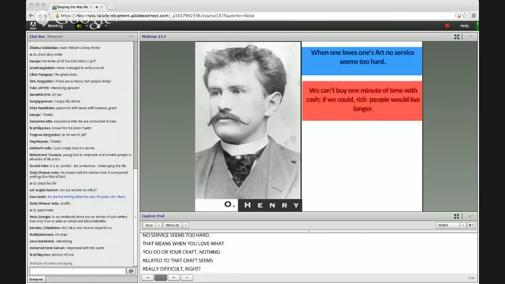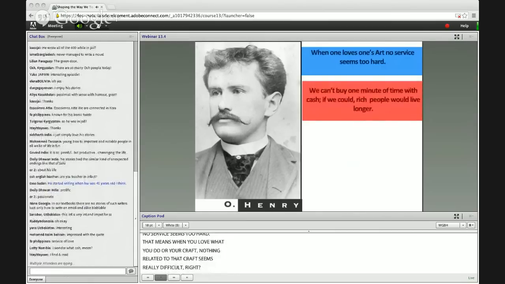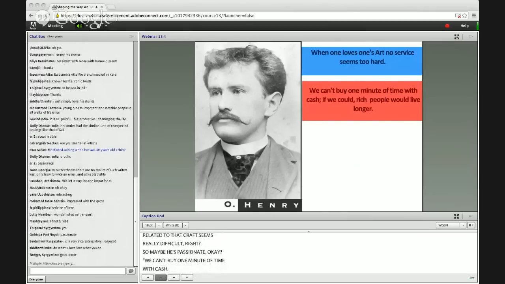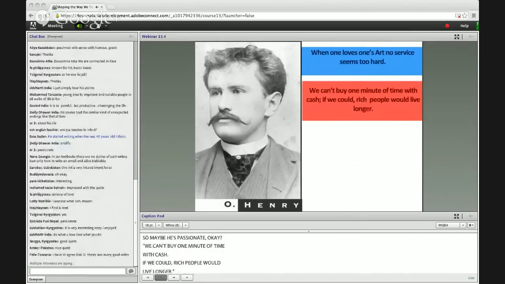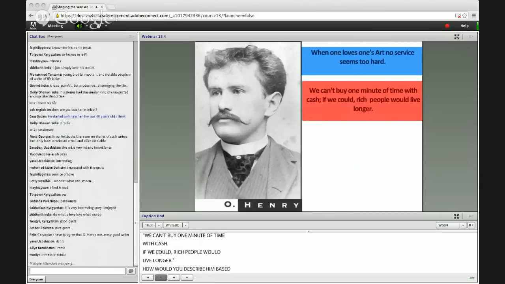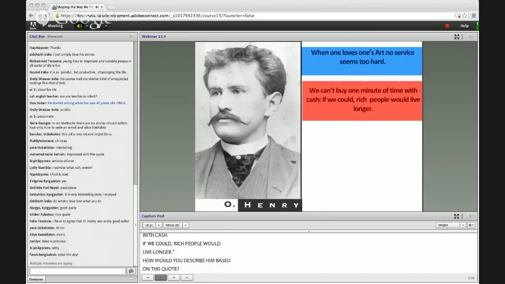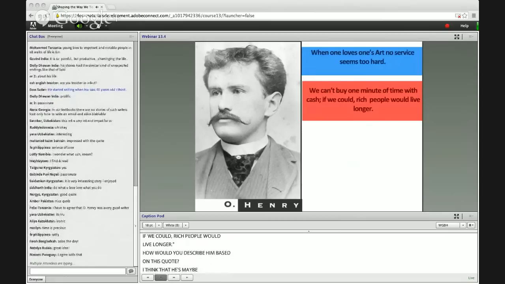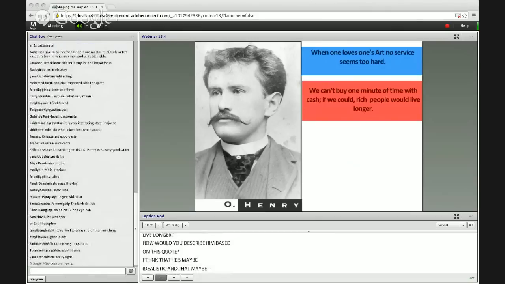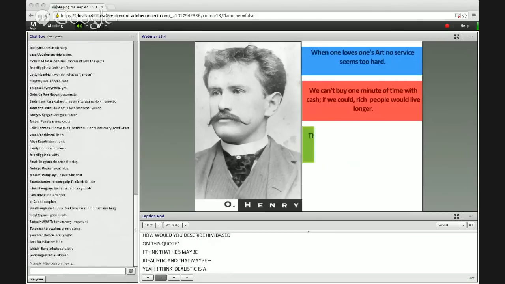"We can't buy 1 minute of time with cash. If we could, rich people would live longer." What do you think? How would you describe him based on this quote? I think that he's maybe kind of idealistic, yeah, I think idealistic is a good way to describe it, and that he really values time. Maybe he believes that time is the most valuable resource that we have.